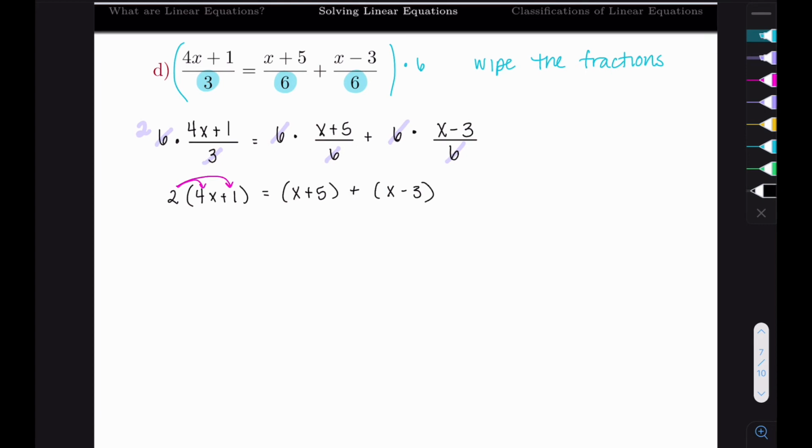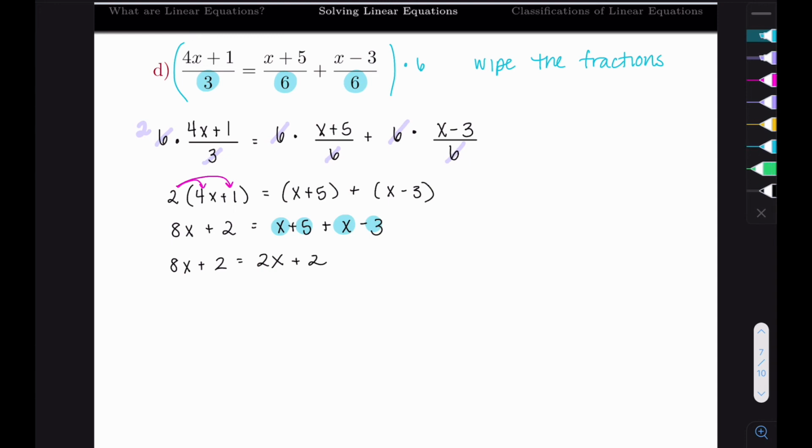And we're going to get 2 times 4x, which gives us 8x, and then 2 times 1 gives us 2. On the right-hand side, we have the x plus 5 plus x minus 3. So grouping our like terms, we have x plus x. So we've got 2x there. And then we have 5 minus 3. That gives us a plus 2.